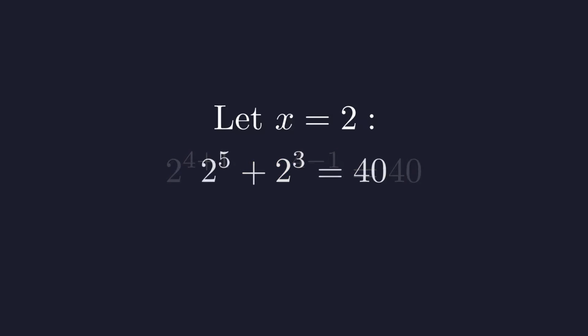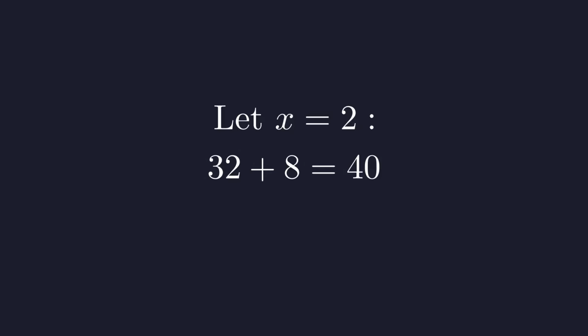So we get 2 to the 5th plus 2 to the 3rd. 2 to the 5th is 32, and 2 to the 3rd is 8. 32 plus 8 gives us 40. Perfect! And since x is always squared in our original equation, -2 would work exactly the same way. Both solutions check out.